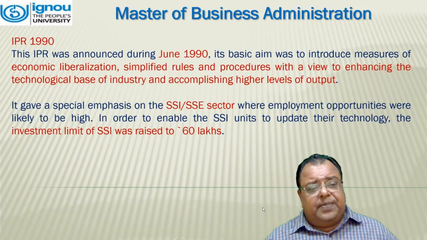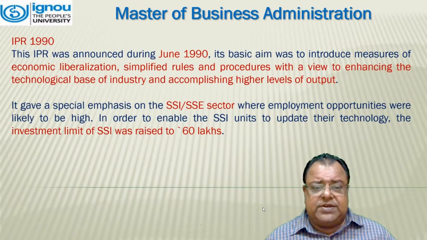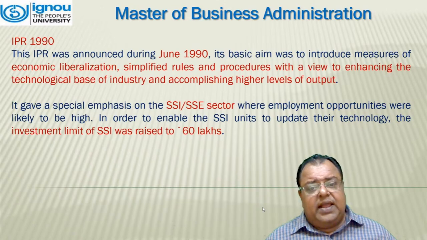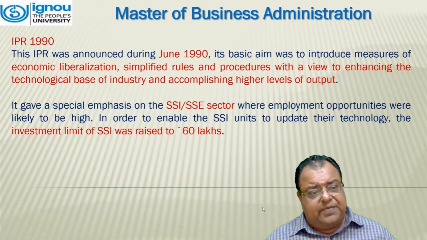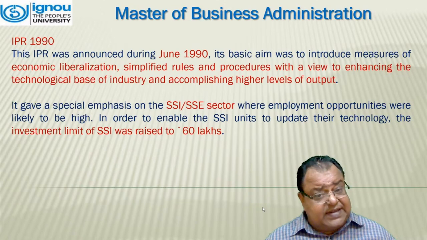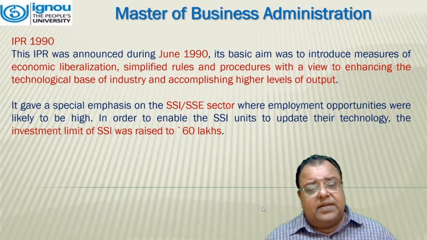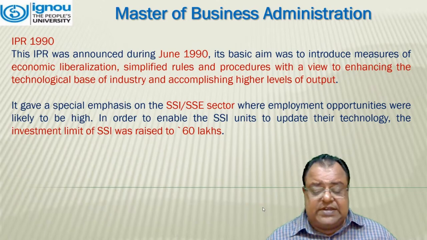In 1980, another IPR came, that was in June. Its basic aim was to introduce measures of economic liberalization, simplified rules and procedures with a view to enhancing the technological base of industry and accomplishing higher levels of output. It gave a specific emphasis on the SSI and SSE segment, where employment opportunities were likely to be high. In order to enable the SSI units to update their technology, the investment limit of SSI was raised to rupees 60 lakhs.